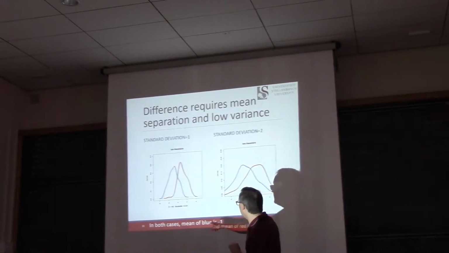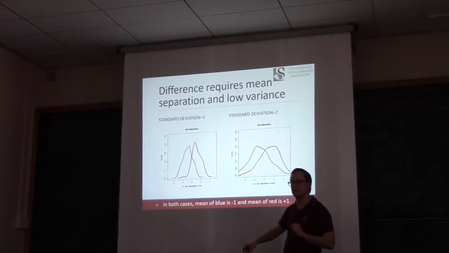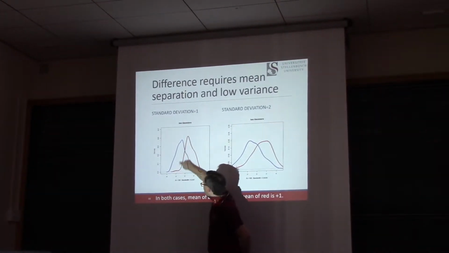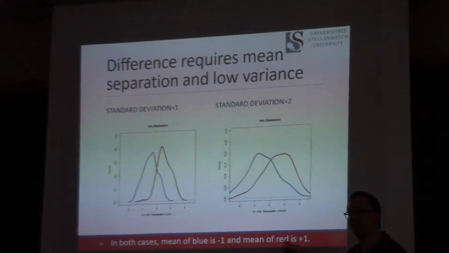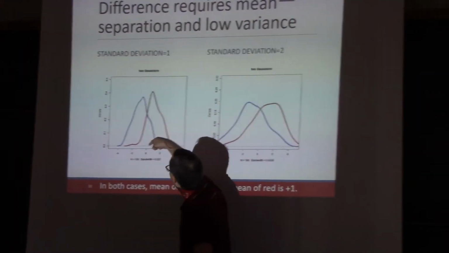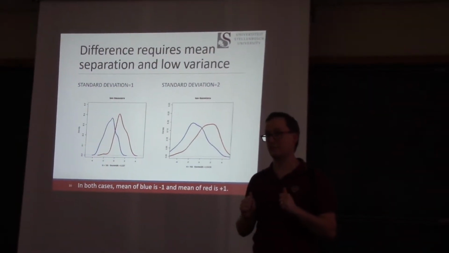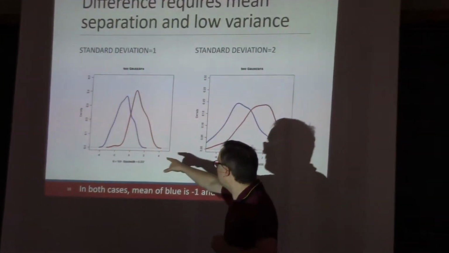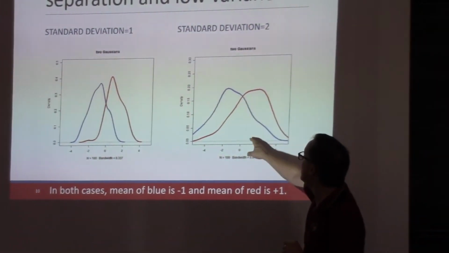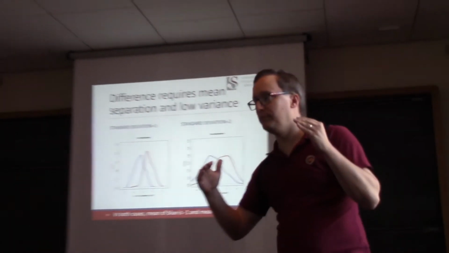So in this case, I have two different distributions. The mean value for blue is set to -1 in each of these. So this should fall right over -1. This should fall right over -1. And the mean value for red is at +1. So this is the mean for red. This is the mean for red. So we have the same mean difference in both of these cases. But at the left, I'm showing you a plot where our standard deviation is set to 1. At the right, our standard deviation is set to 2. As a result, those distributions are wider.